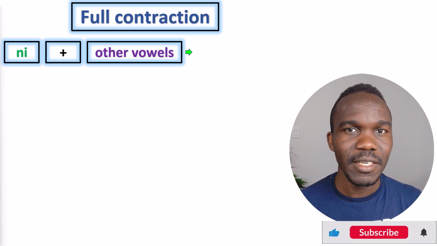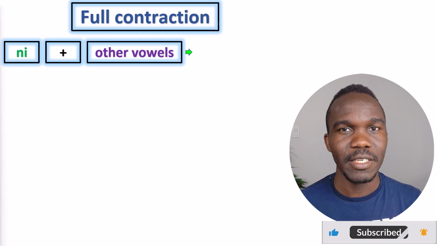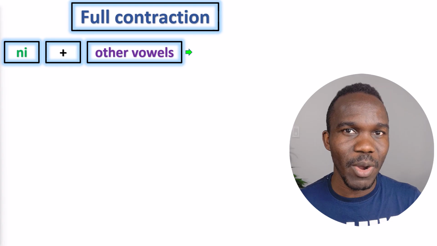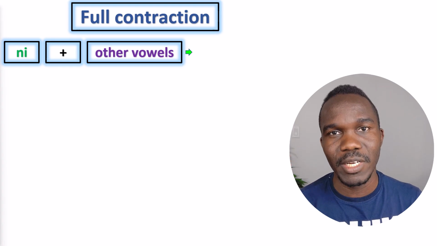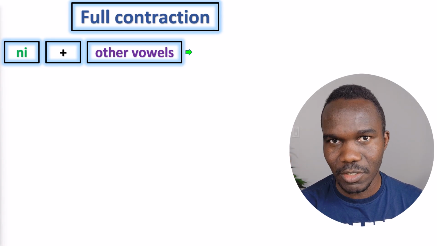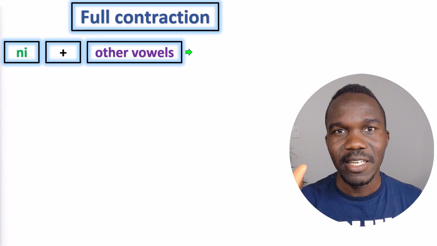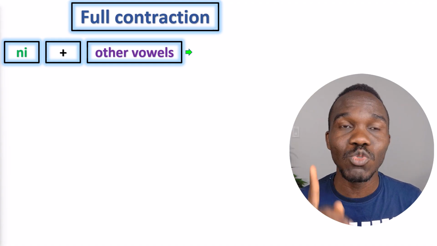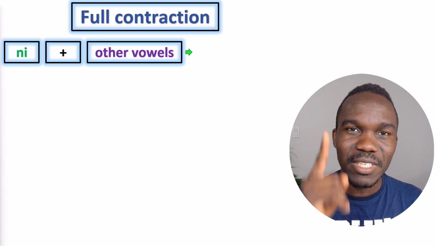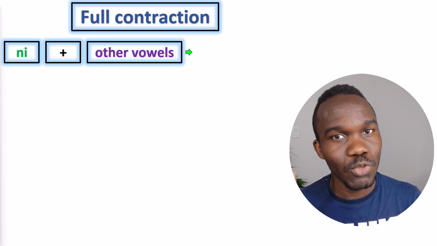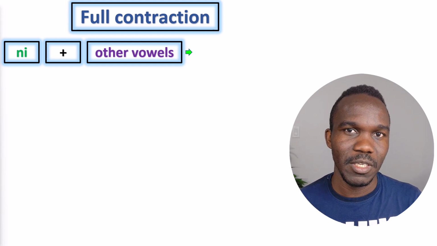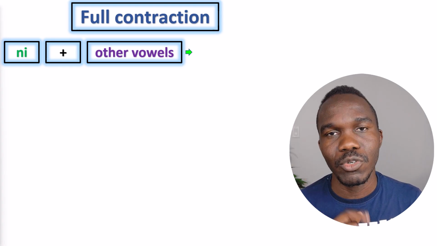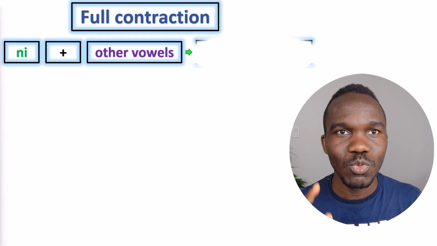Now, ni, you can see it ends with I. Then, the beginning of the next word, if it starts with the same vowel, then it stays together. But as far as the next word does not have an I to make it the same, then there's a rule around it. So, when you see ni and something, then full contraction will happen. If there's a ni with another vowel that doesn't start with E, then full contraction occurs. And that is what happens.